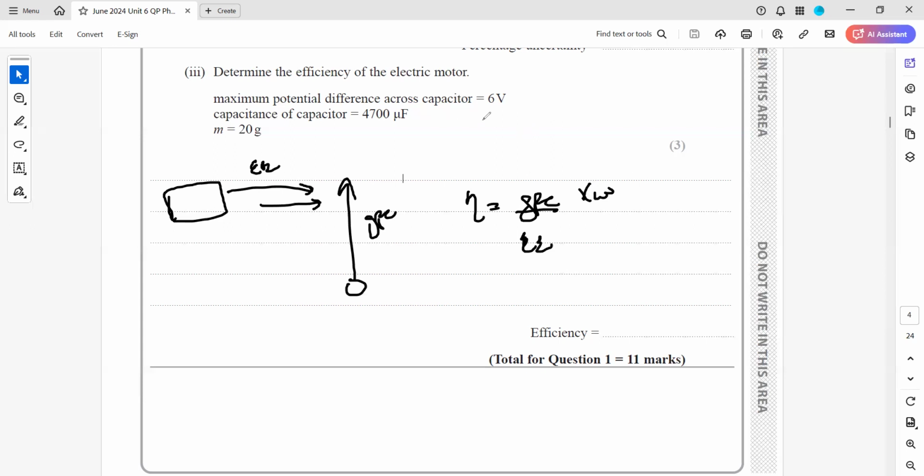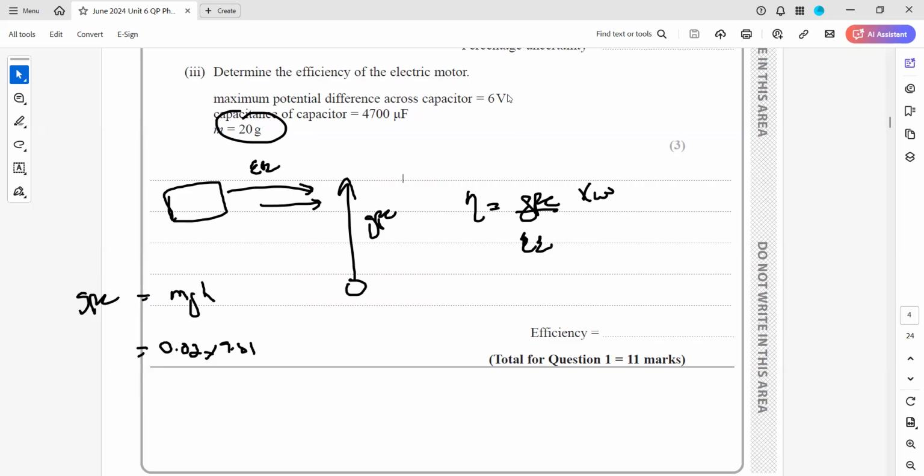How to get the gravitational potential energy? It is mgh, mass into gravity into height. That will give us GP. The mass is given in gram, we have to convert into kilogram. So 0.02. Gravity 9.81.